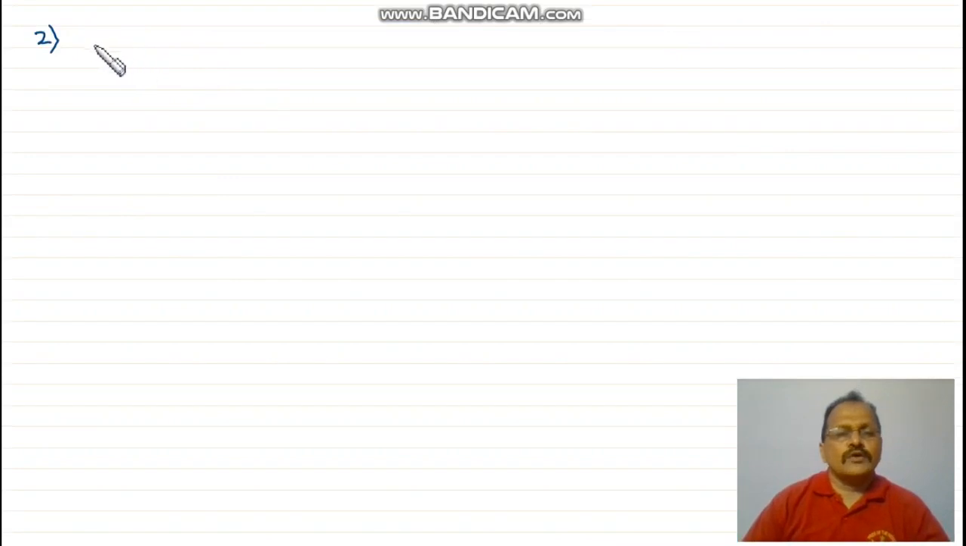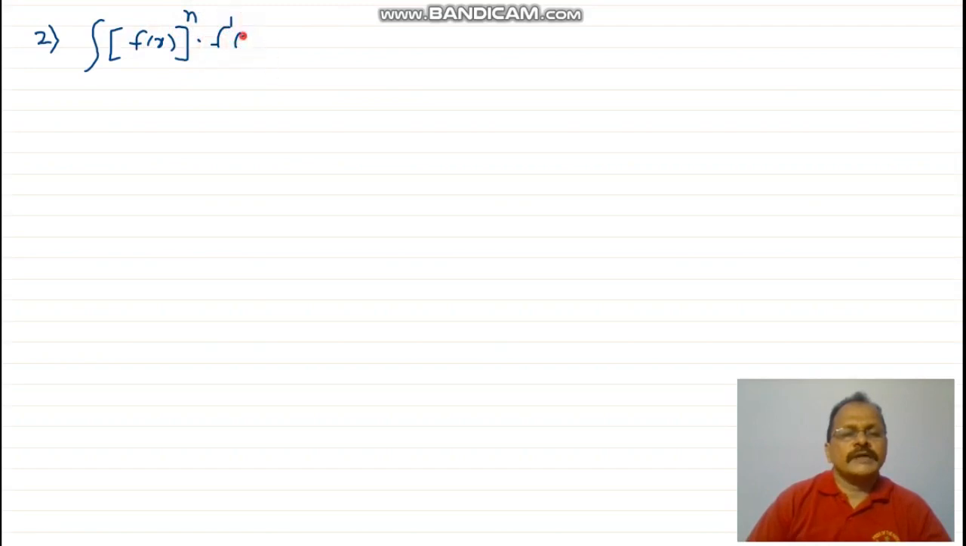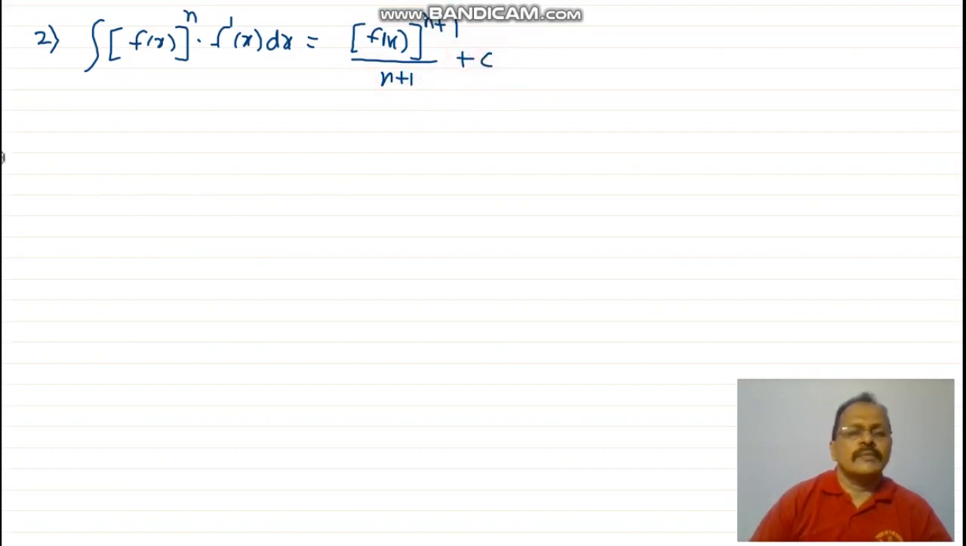The second corollary we are taking is: integration of f(x) raised to n into f dash x dx is equal to f(x) raised to n plus 1 divided by n plus 1 plus c. The proof is very easy.